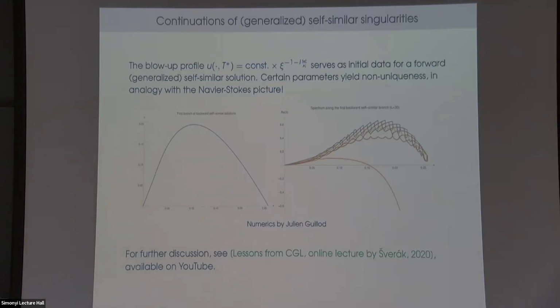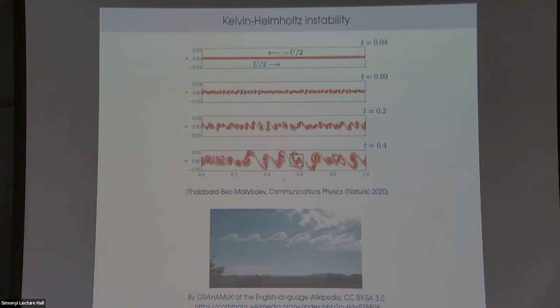You can study it on the computer. So here, these are the low-lying eigenvalues of the linearization around the profile of the self-similar continuation. And you find that for some values of kappa, you'll have instability. I'm a little low on time, so I'll just point you to this online lecture that Vladimir gave in 2020. You can find it on YouTube, Lessons from CGL. But after the singularity, you can have non-uniqueness here.